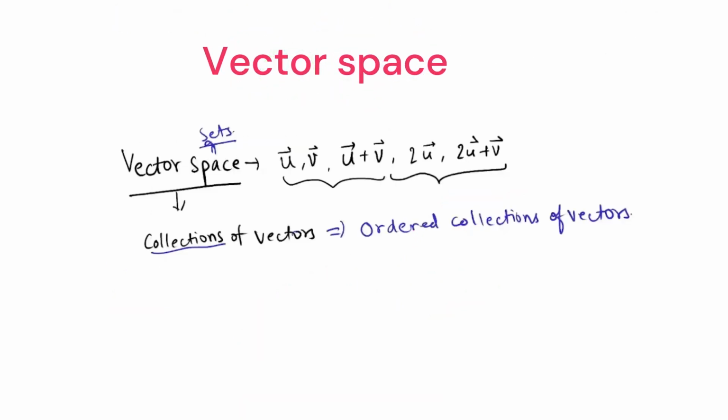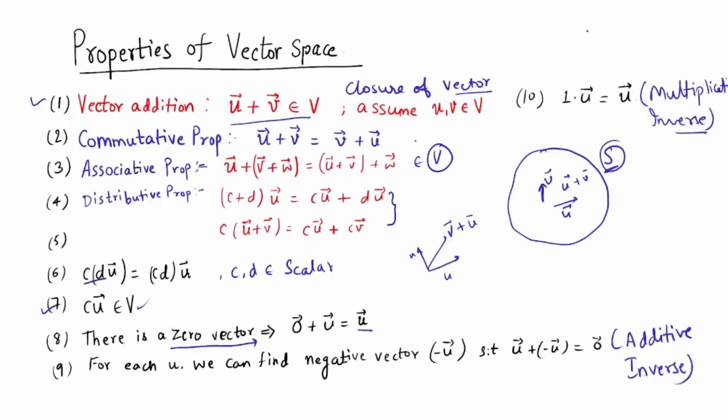A vector space is a collection of vectors. Space in mathematics generally represents a set, so that means an ordered collection of vectors. Here the ordered collection is important because if you write u plus v, that becomes meaningless without writing u and v. If you write u and v in any order, it will make sense, followed by u plus v. There are 10 properties of a vector space that need to be followed for vectors to be part of a vector space.